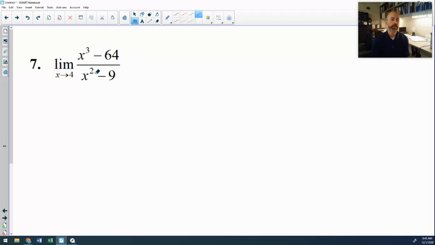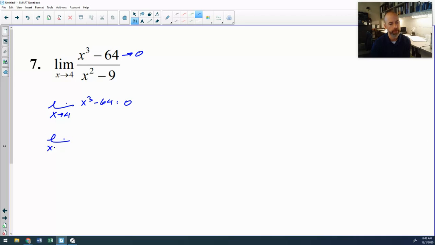Got another one here. x cubed minus 64 over x squared minus 9. So look at top and bottom separately. Limit as x approaches 4. x cubed minus 64 would be 4 cubed is 60. Oh, I need to write the function. x cubed minus 64. There we go. 4 cubed is 64. Minus 64 is 0. So my top is approaching 0.